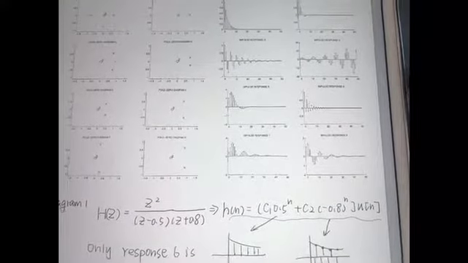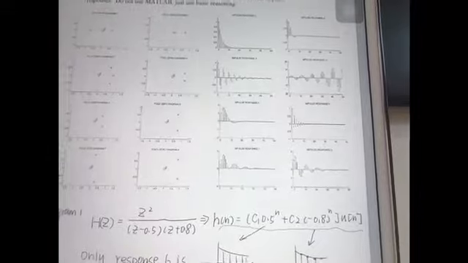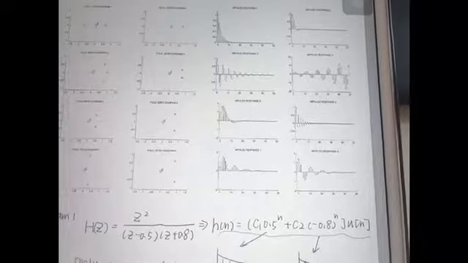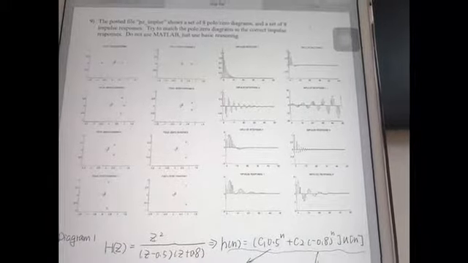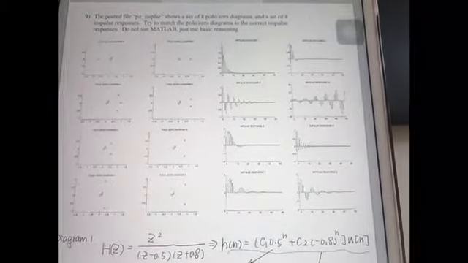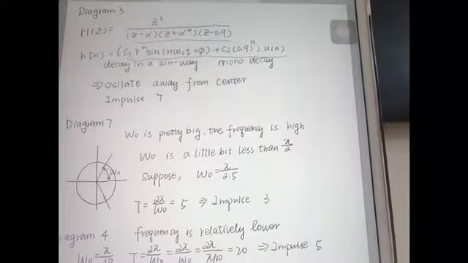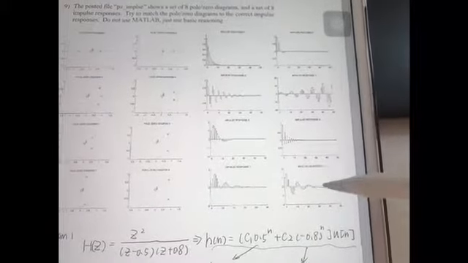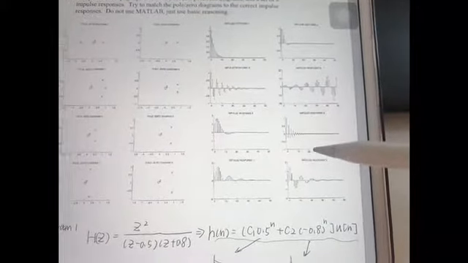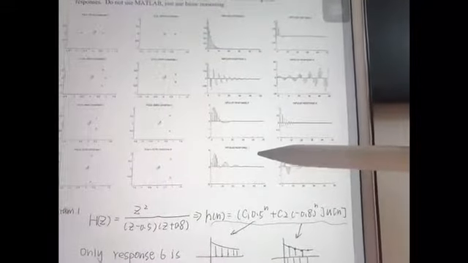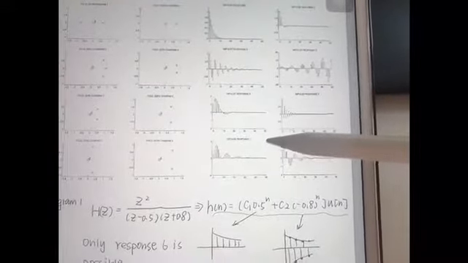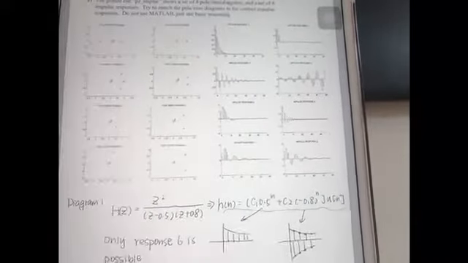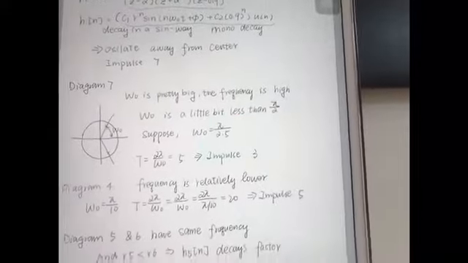So this response will be something oscillating, oscillating away from the zero point. We have a look at the several pictures. Response 7 is correct according to the analysis we have just mentioned. Now let's choose diagram 7.